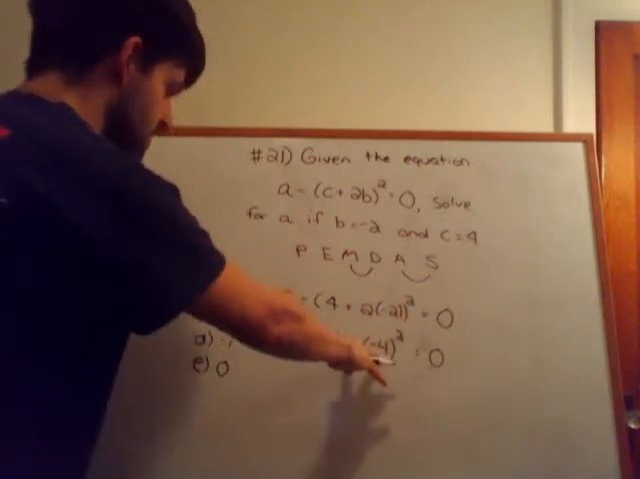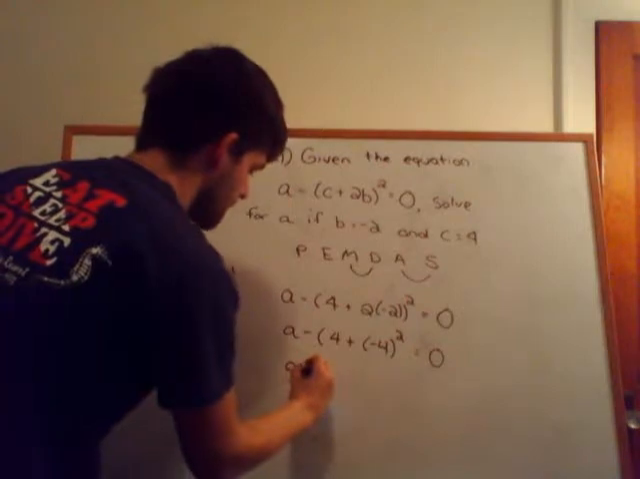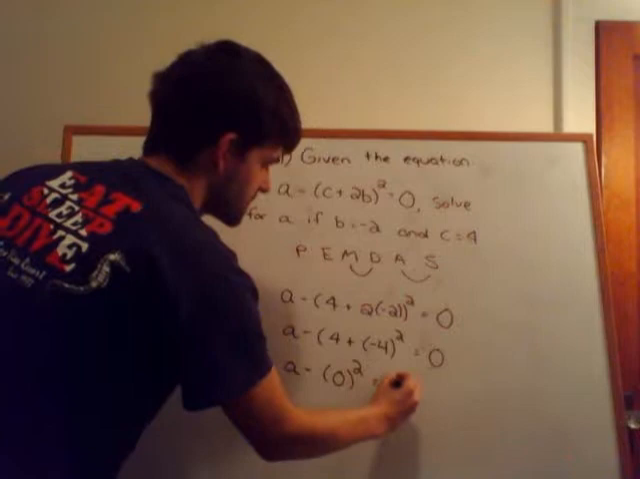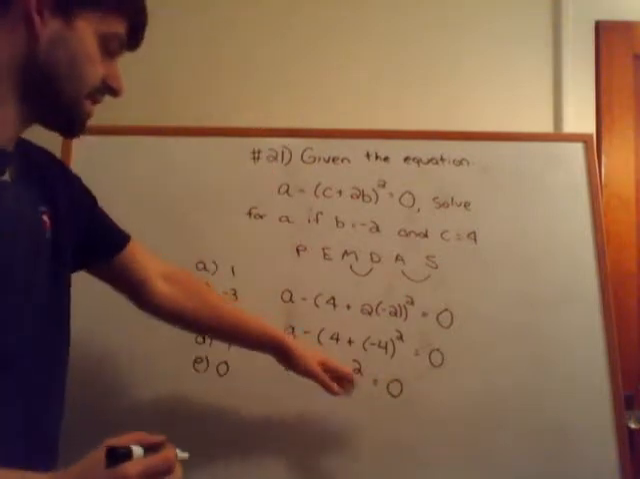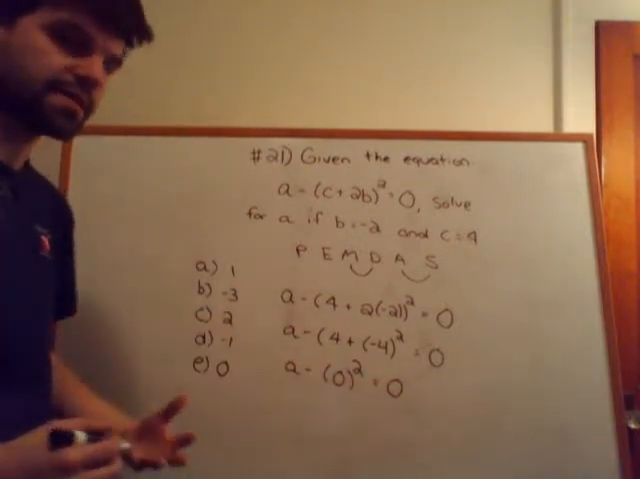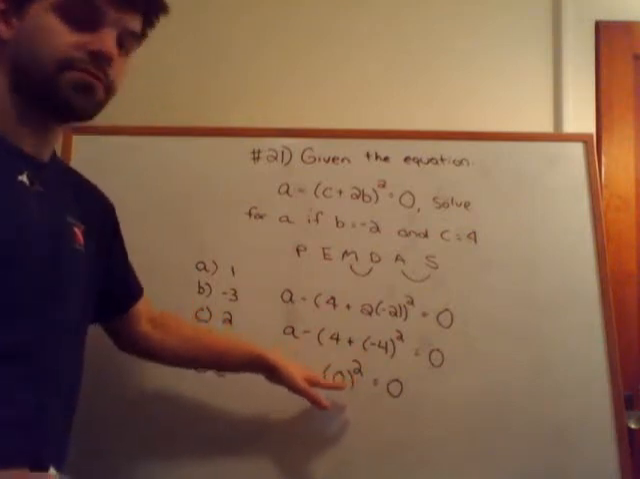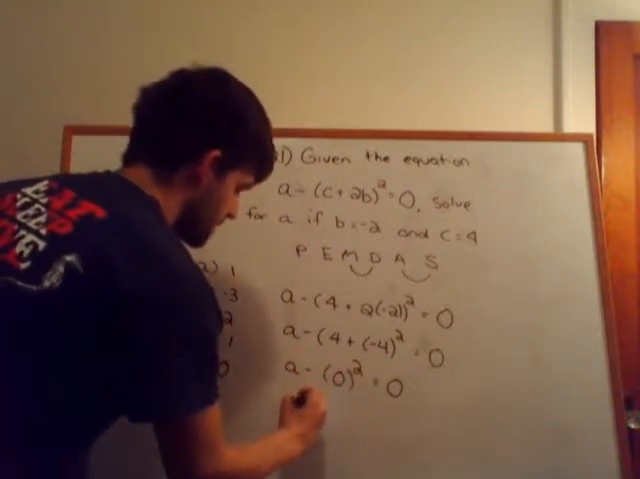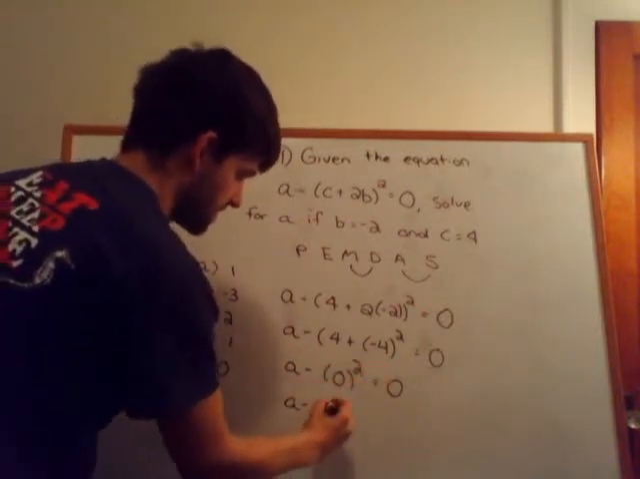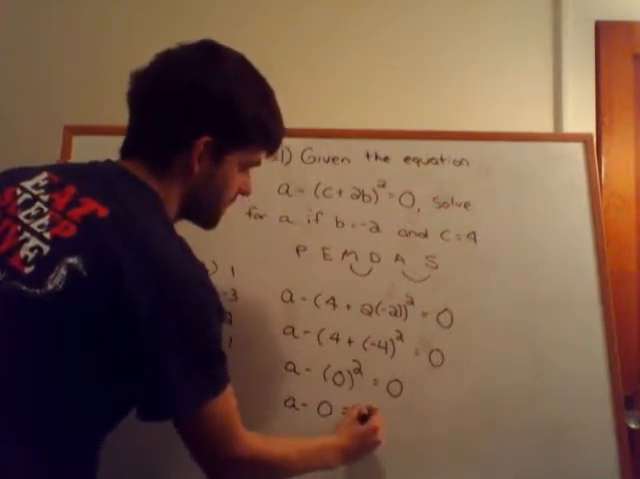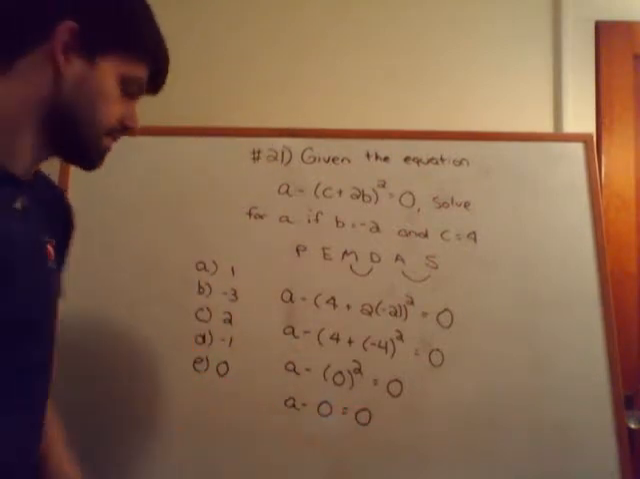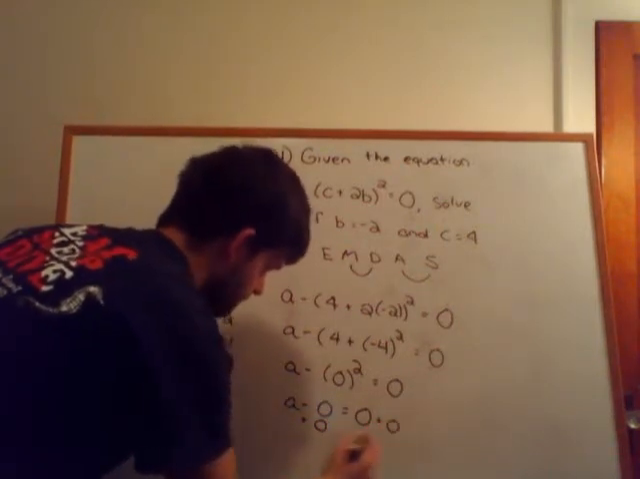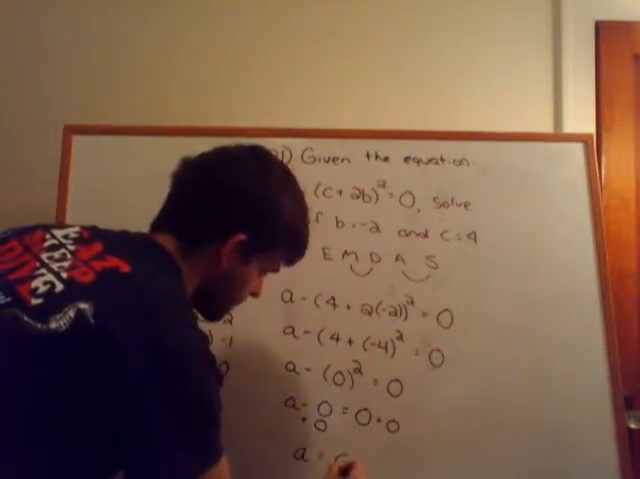Let's follow the next priority, exponents. So simplifying this, we get that A minus 0 squared is equal to 0. Simplifying the exponent, 0 to the second power is 0. Remember guys, when we take a value to an exponent, that's how many times we're multiplying the value by itself. So A minus 0 squared is 0 equals 0. Now all we have is subtraction. We can solve for A by adding 0 to both sides, and A is equal to 0.